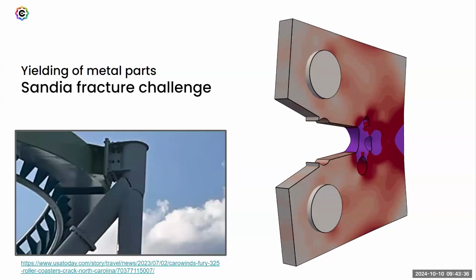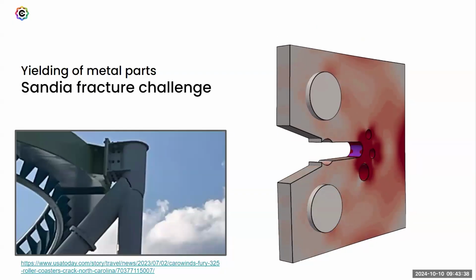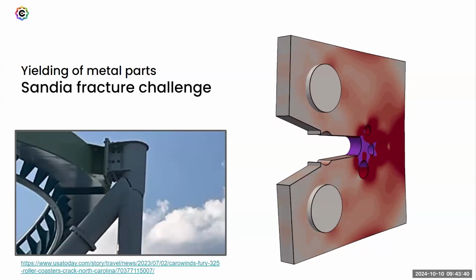Okay. From Fahim: in those two examples that you showed, you only included elastic properties of material. Can we also include plastic properties like stress strain data? And how accurate is Coreform Flex in failure prediction?